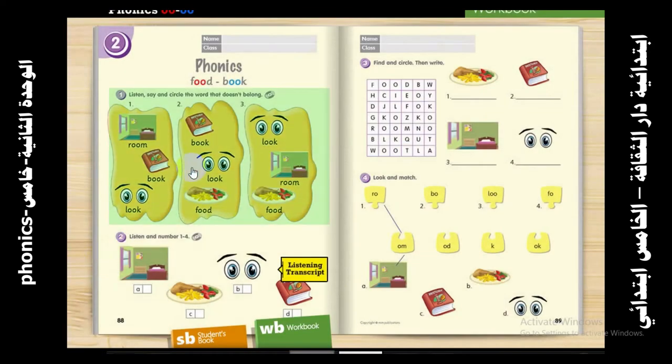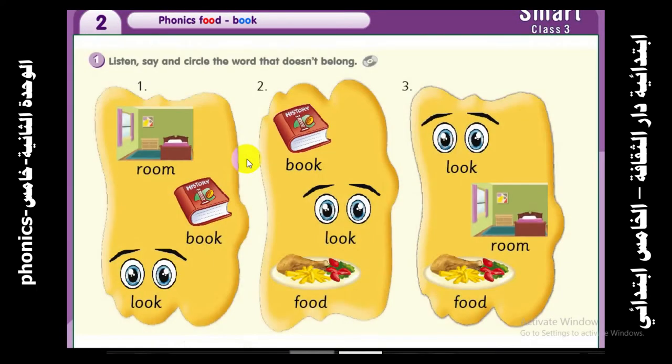Let's have the activities in the activity book. Here. And as we know, we take this here and this is the homework. Let's do the first activity.